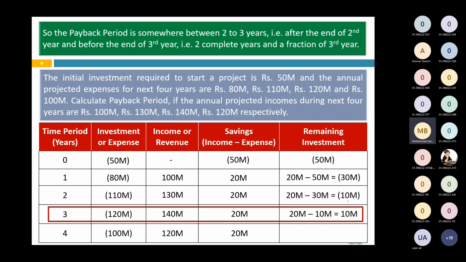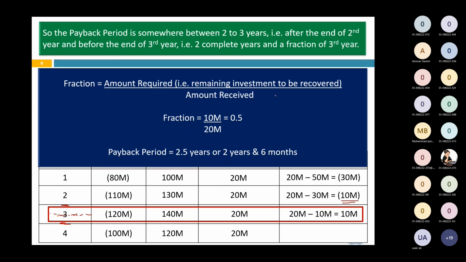Okay. So now, if you see, obviously, I was able to recover this 10 million somewhere between the end of year two and before the start of year four. That means I was able to recover this 10 million in some fraction of the third year, correct? Okay, so now how to calculate that fraction? This is the way.